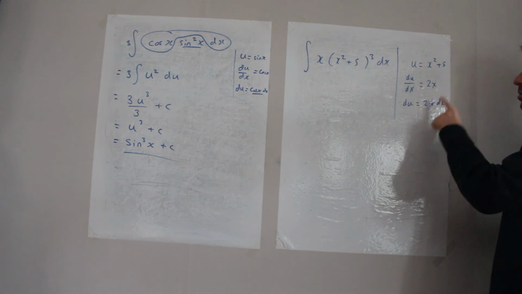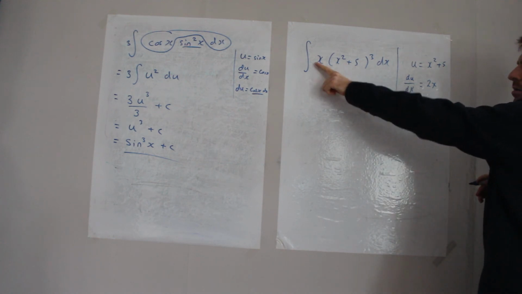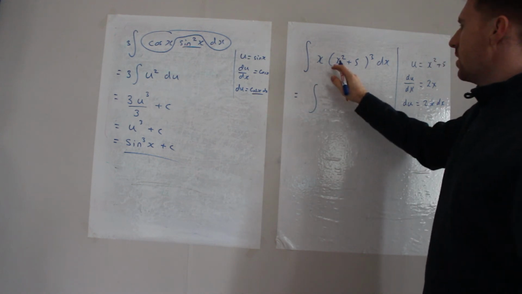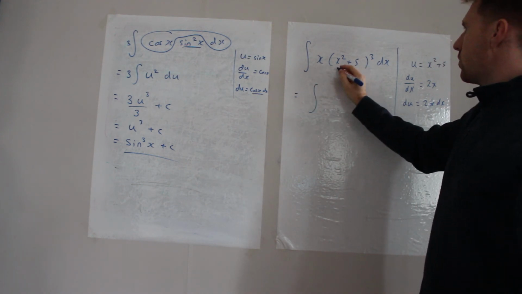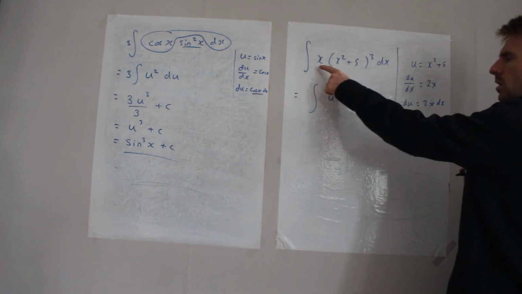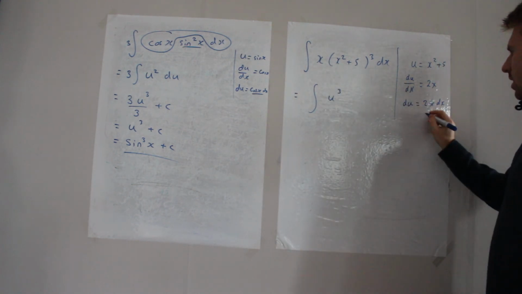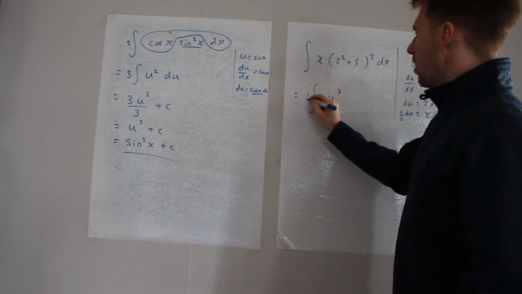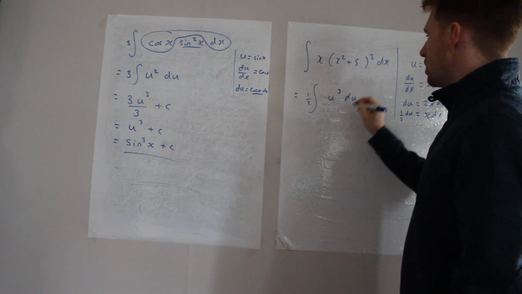So we're in a good nick. However, notice there's no 2 here. When I come onto my substitution, x squared plus 5 is u, so I've got u cubed. But then I've got x dx, so I don't have 2x dx, and I need to rearrange. x dx is a half of du. So I'm going to have a half of u cubed du.